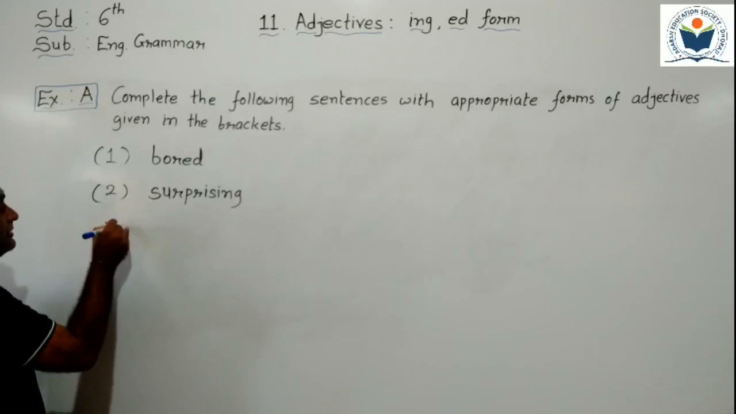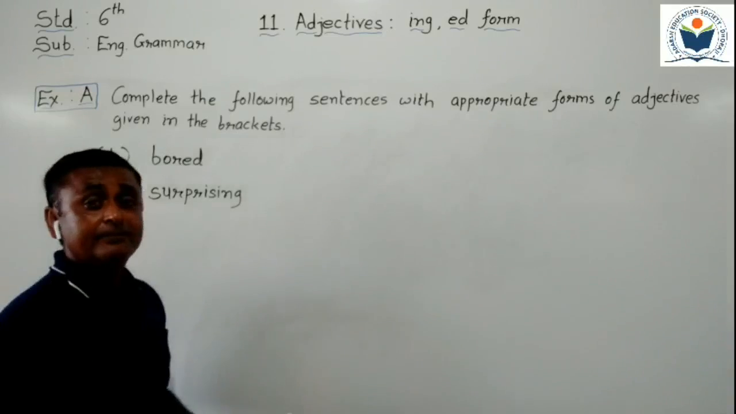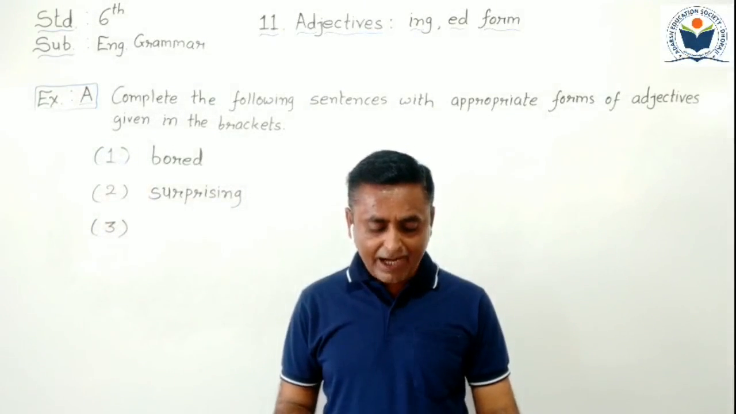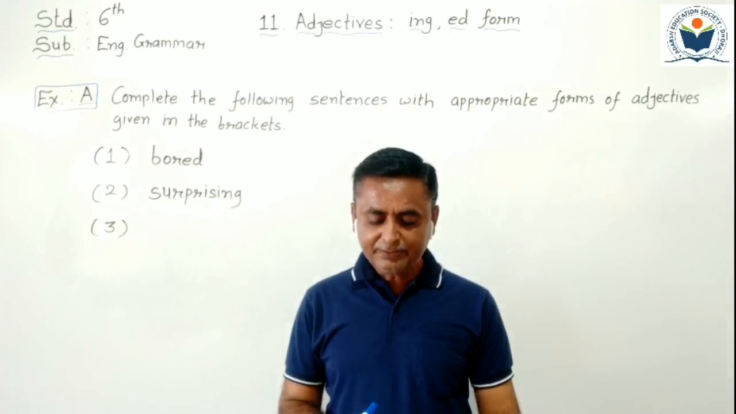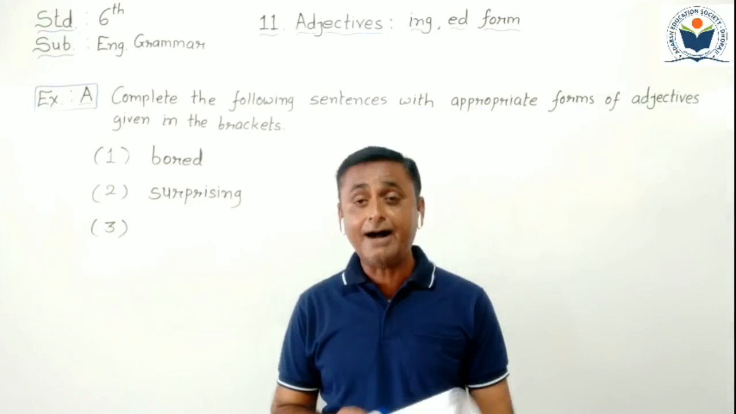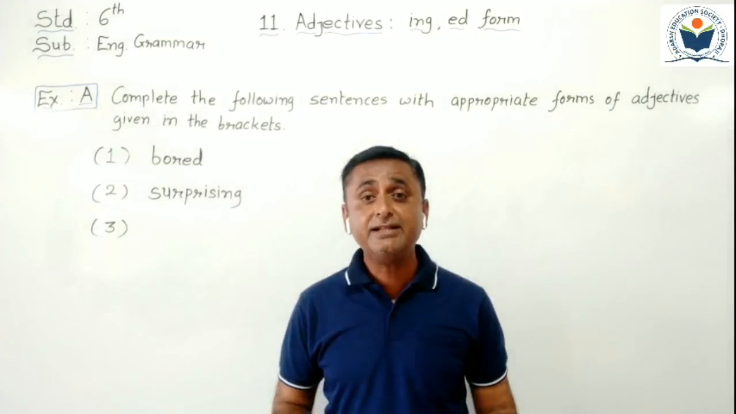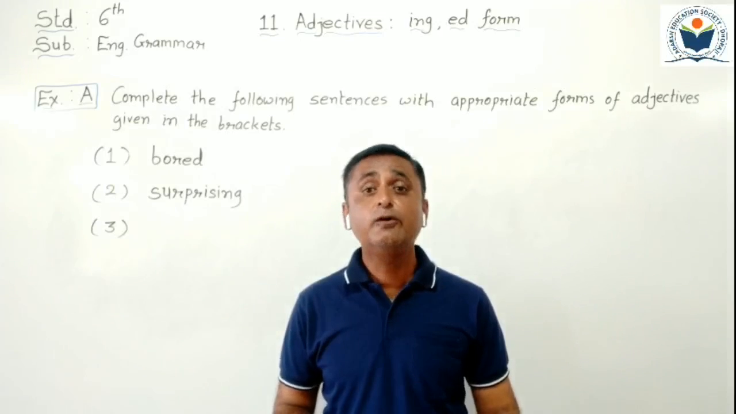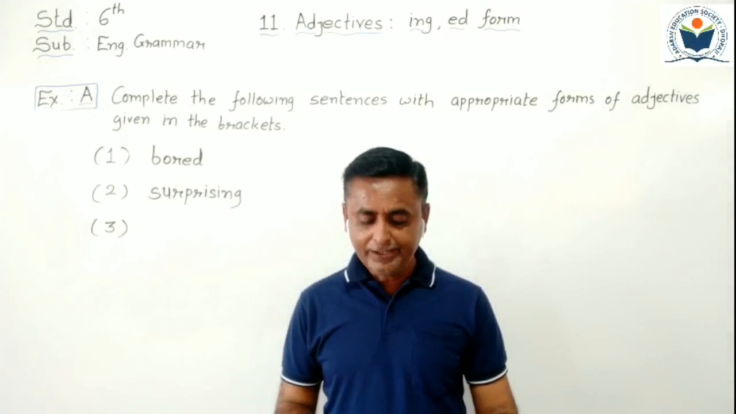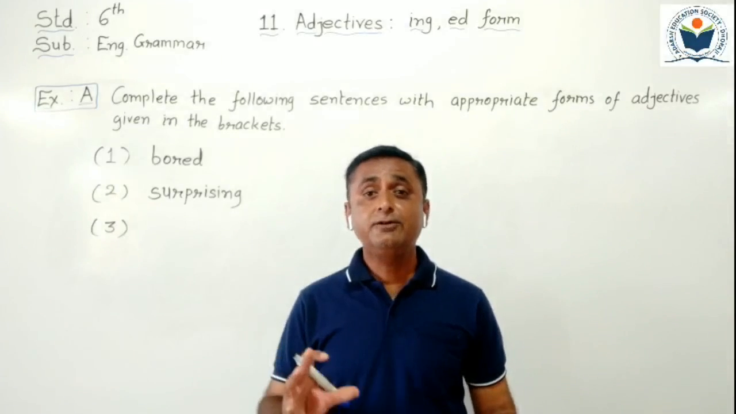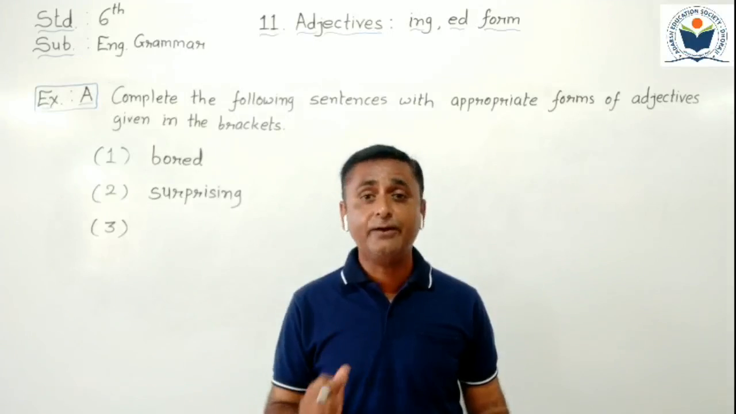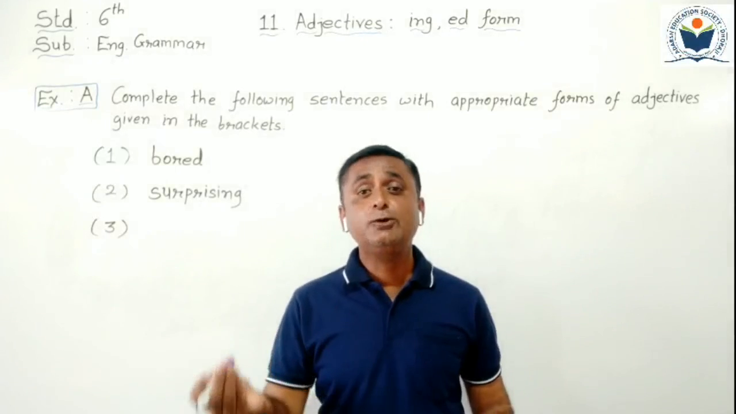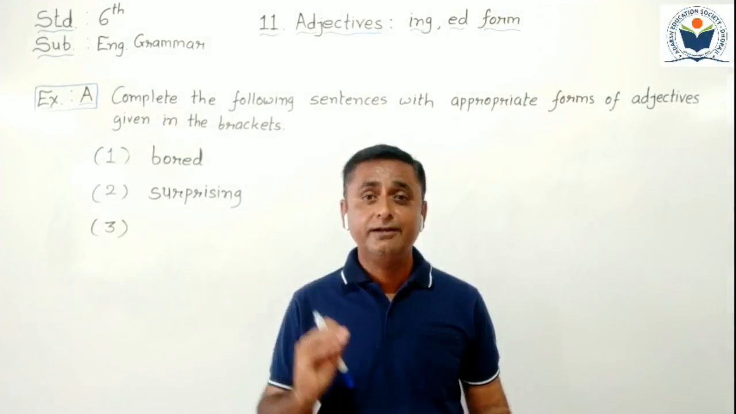Now the third sentence we have to do. The third sentence is given here: The cow looked blank when she did not find her cow. Here in brackets the worry word is given, W-O-R-R-Y. According to that worry, we have to put the appropriate form of adjective. Okay? First of all, see whether it is related to emotions or describing things.